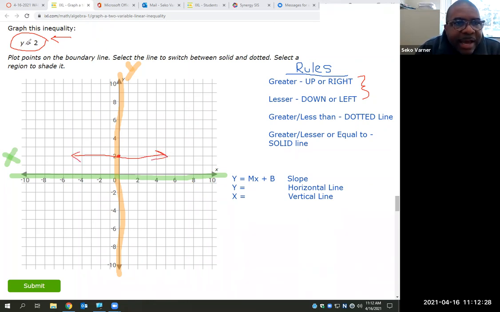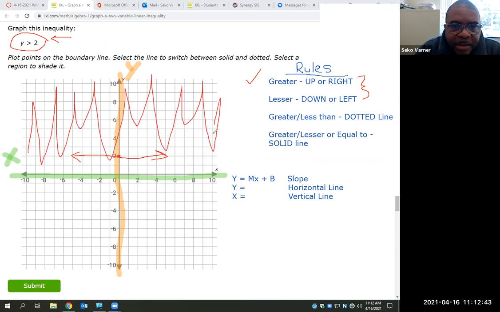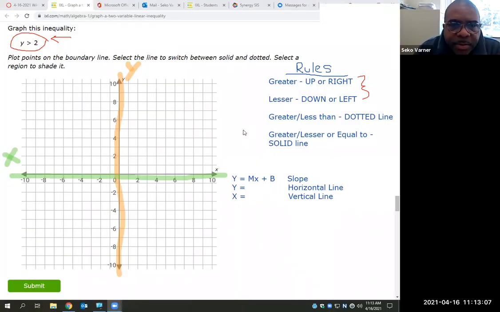And then it says y is greater than 2. So y is greater. Look here, it says greater. Greater says up or right. So I'm going to shade everything above that line. That's exactly how we're going to do it on paper. But we're doing IXL, so let me show you the IXL way.